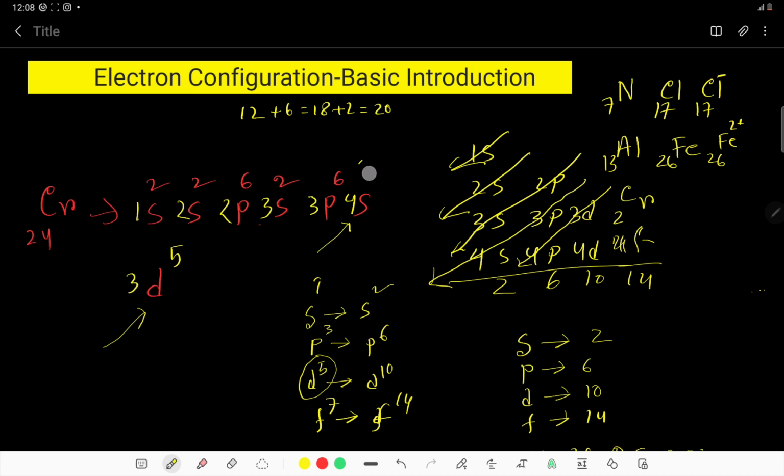Right? So when you get d4, then you have to make d5. When you get d9, sorry, you have to make d10, because this electron configuration is stable, right? So chromium is the exceptional example you can think of. I hope, believe and expect that now you are capable of writing the electron configuration of all the elements.